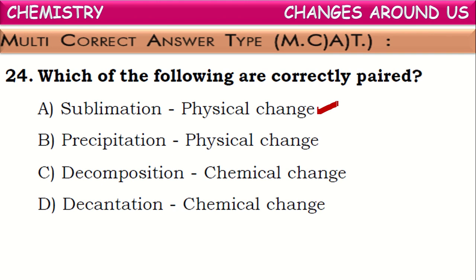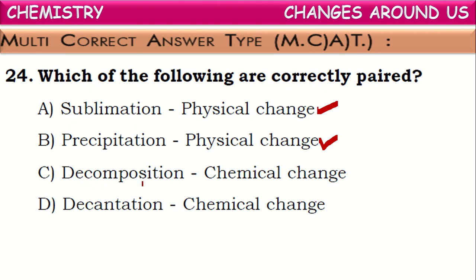Precipitation. Precipitation is also a physical change. What is precipitation? It occurs in the water cycle, isn't it? The clouds containing water vapor slowly condense and become droplets of water. These small droplets of water accumulate and become bigger droplets, which become heavy and come down in the form of precipitate, which we call rain. So here only the physical state of water changes. It is converting from gaseous state to liquid state, but there is no change in the chemical composition. So this precipitation also comes under physical change.